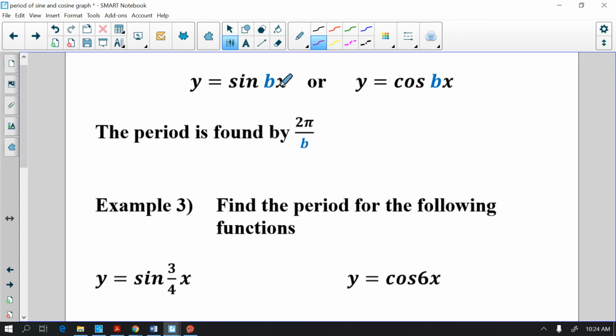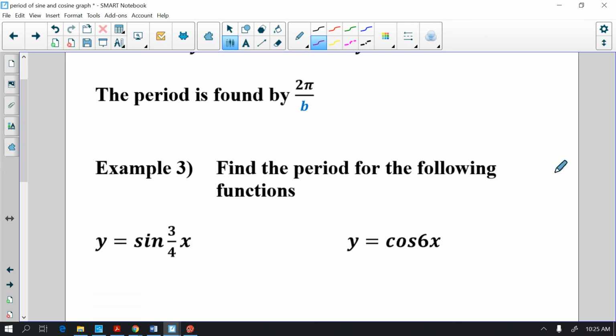So what it has to do with is if you're multiplying your variable times a number, if you have sine of some number b times x, or cosine of b times x, the way you find the period is by taking 2 pi and dividing it by that value of b. So that's why in the original sine graph where you had just sine of x, since b was 1, 2 pi divided by 1, that's why we had a period of 2 pi. Same thing with the original cosine graph. If b was 1, cosine of x, 2 pi divided by 1. That's why in just a plain old cosine of x graph, you have a period of 2 pi.